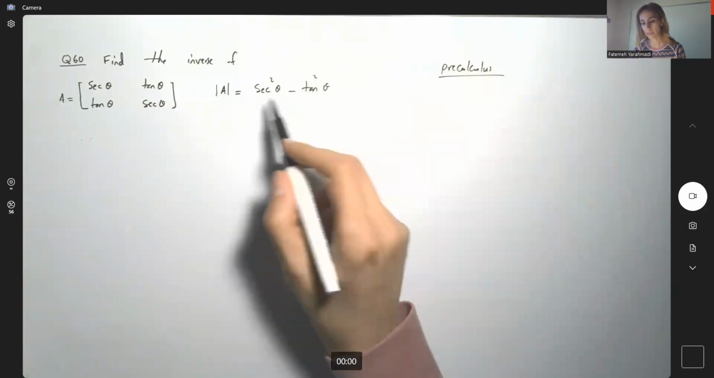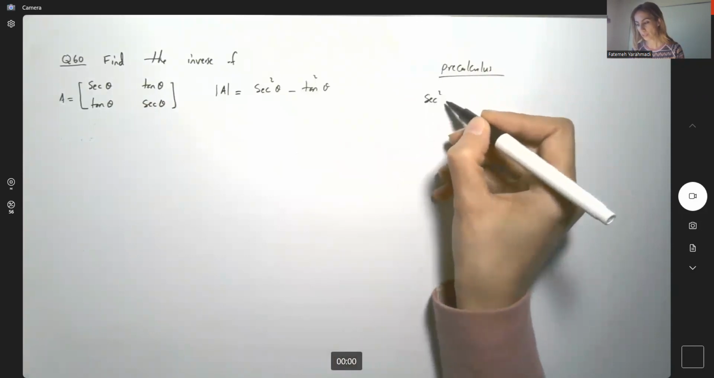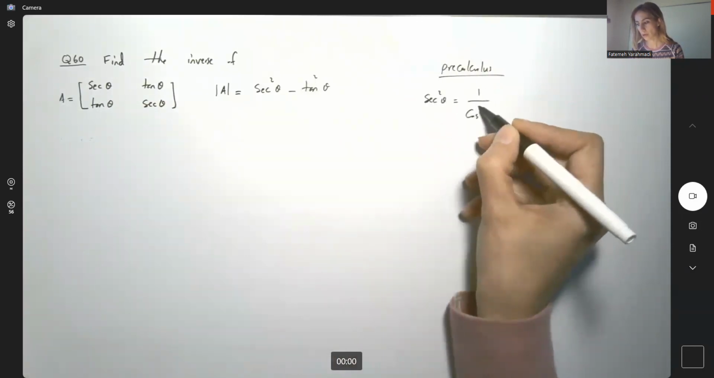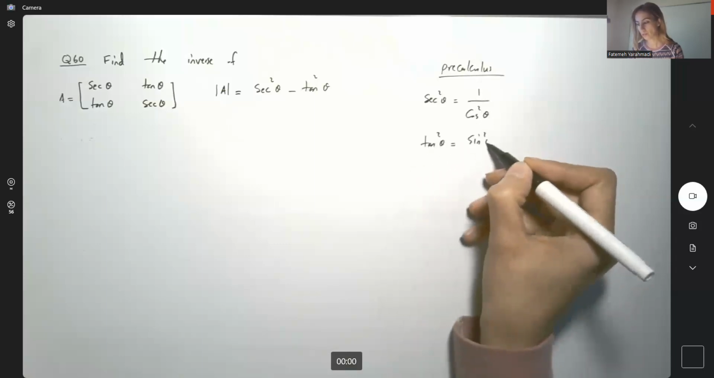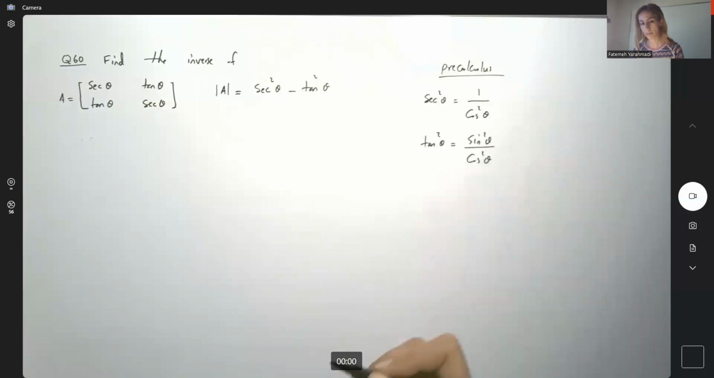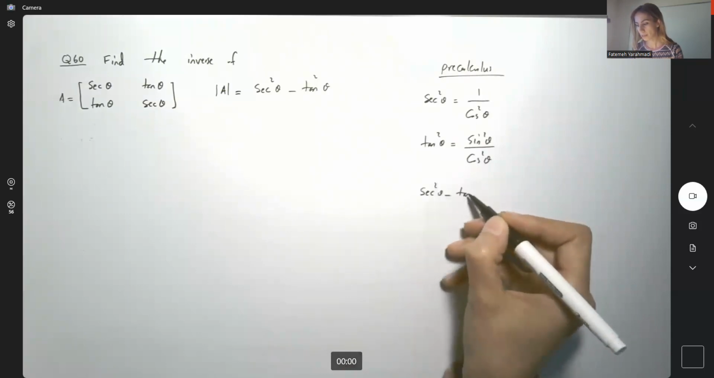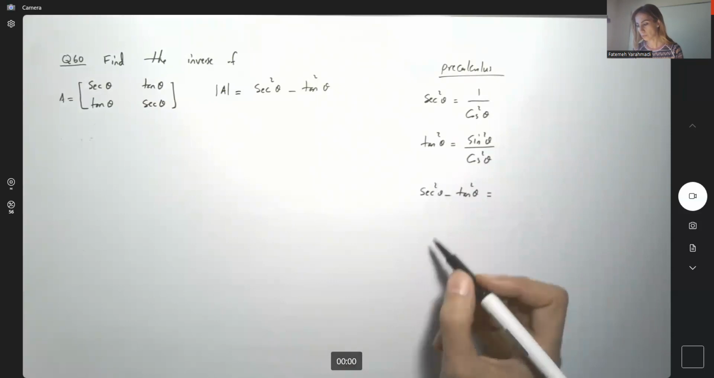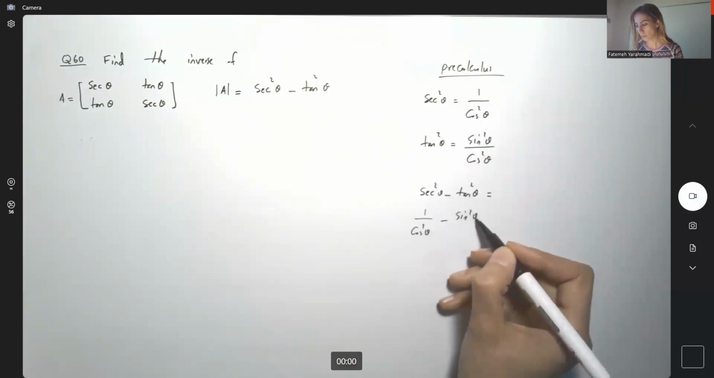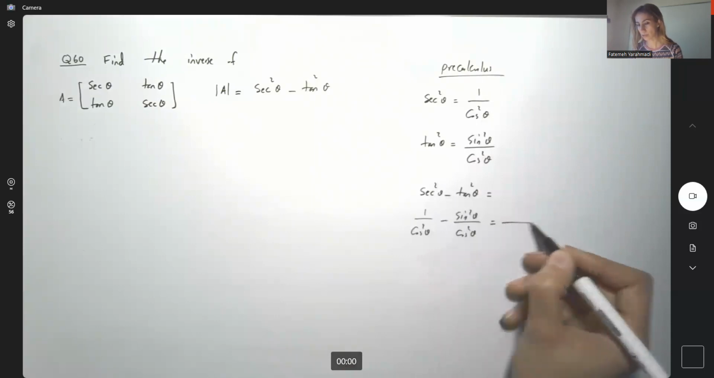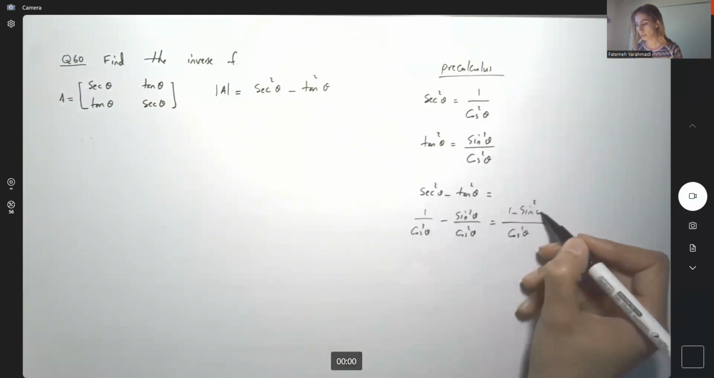We know we have a relation between secant squared and tangent squared. Secant squared is equal to 1 over cosine squared of theta. Remember that tangent squared of theta is equal to sine squared theta over cosine squared theta. So secant squared minus tangent squared of theta is equal to 1 over cosine squared of theta minus sine squared theta divided by cosine squared of theta. The common denominator is cosine squared theta, and on the numerator you have 1 minus sine squared theta.